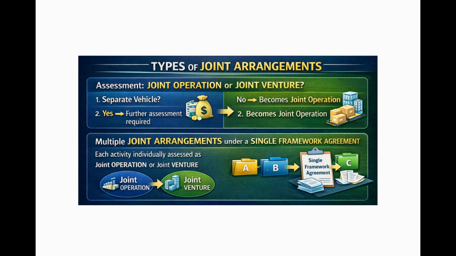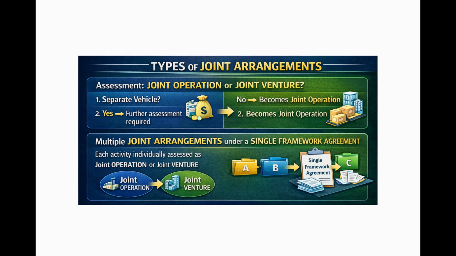Now coming to the second area, multiple joint arrangements under a single framework agreement. Sometimes parties enter into one umbrella or framework agreement but carry out multiple activities. Important point, one agreement does not mean one classification. Each activity must be assessed separately.